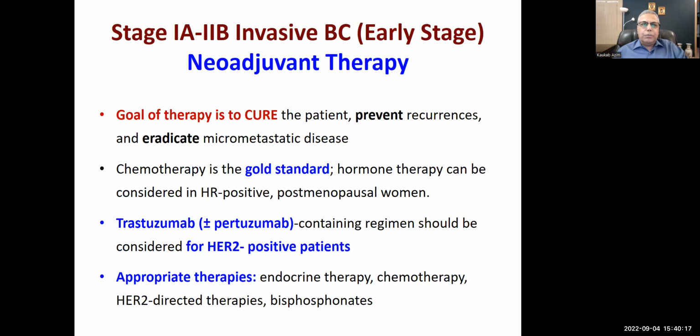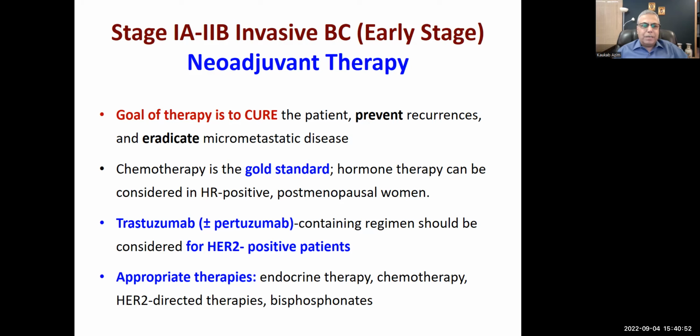Right, so stage 1A and 2B, now we are going to invasive breast cancer early stage neoadjuvant therapy. The goal is to cure the patient, prevent recurrences, and eradicate the micrometastatic disease. Chemotherapy is the gold standard, right? I've shown you those 2 slides with maybe 40, 50 drugs, but the gold standard is still chemotherapy. Hormone therapy can be considered in hormone receptor positive or in postmenopausal women.